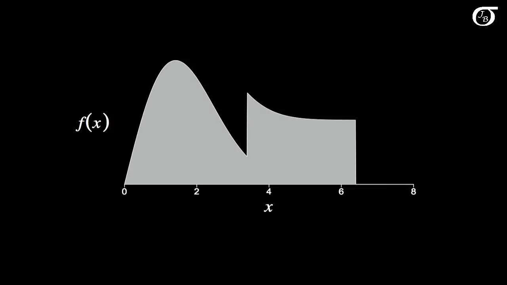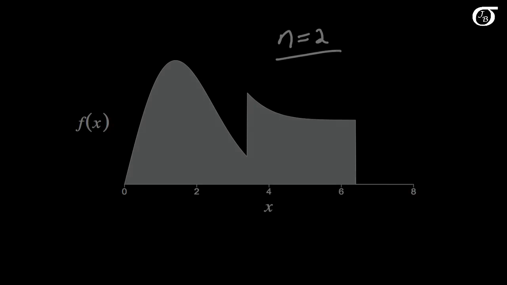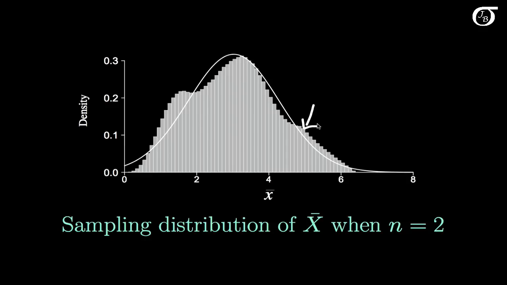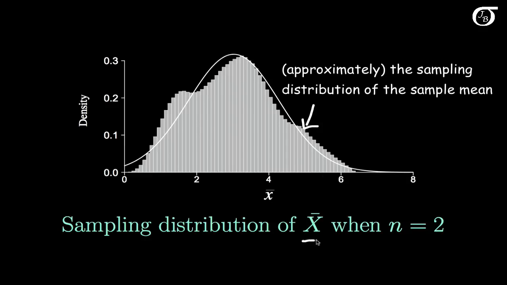Let's do another simulation for a different distribution. This one's a bit of a weird mixture type of distribution. So the same scenario as last time. I'm going to randomly and independently draw two observations from this distribution, calculate the sample mean, draw another two observations, calculate the sample mean, and do that 1,000,000 times and plot out a histogram. Here, the gray histogram is approximately the sampling distribution of x bar when n is equal to 2. And I've superimposed a normal curve again. And obviously this distribution is not quite normal. Let's increase the sample size and see what happens.